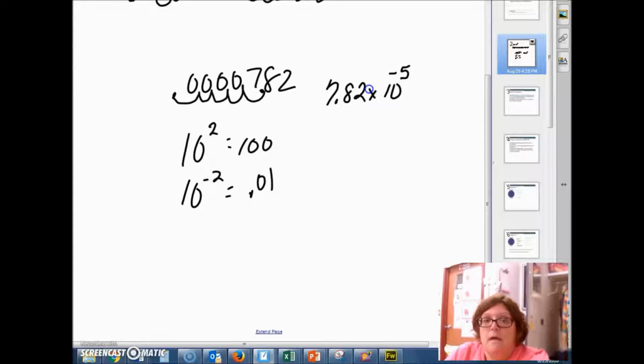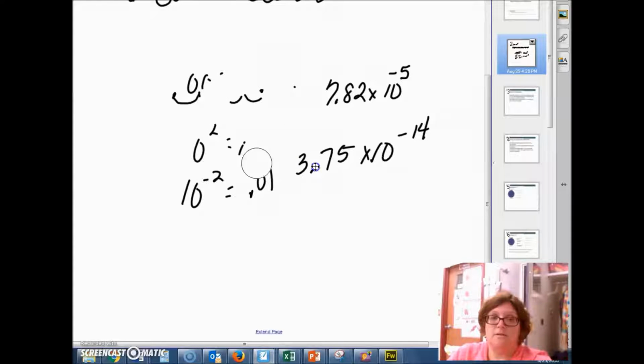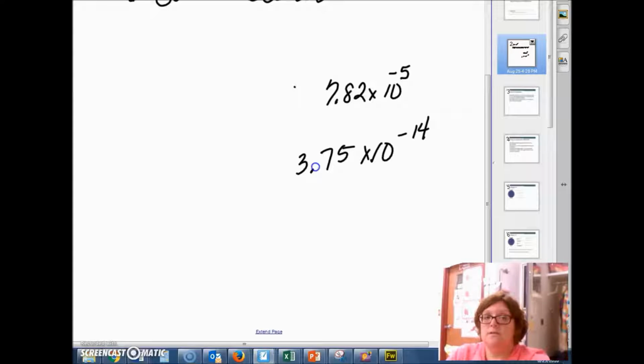Okay? If I give you this number, 3.75 times 10 to the negative 14th, and you wanted to write that out, what are you going to do? Well, remember what I said. I still do the swoopies, even to this day. This time it's in scientific notation, so I'm going to swoop out 14 to the left. There's 1, 2, 3, 4, 5, 6, 7, 8, 9, 10, 11, 12, 13, 14.